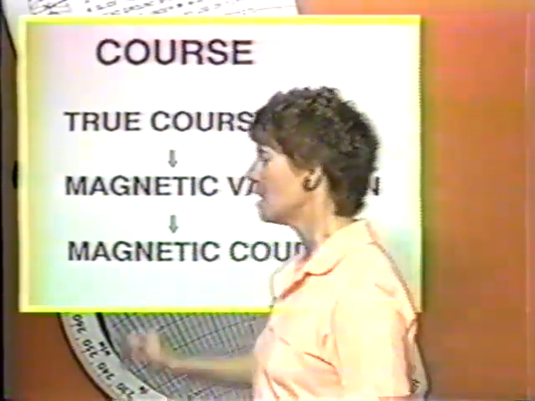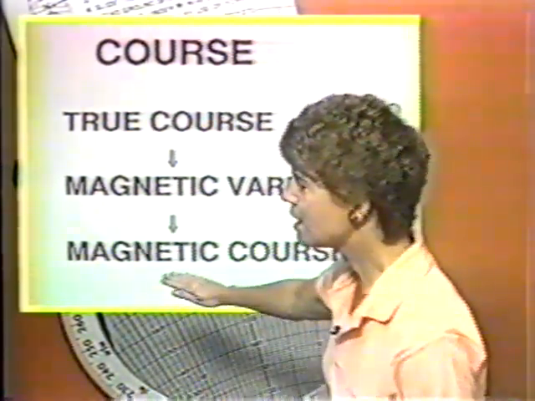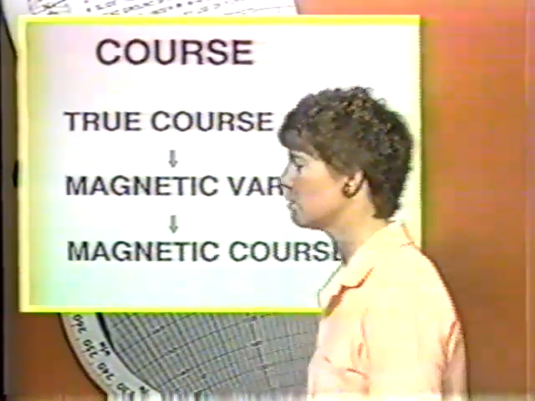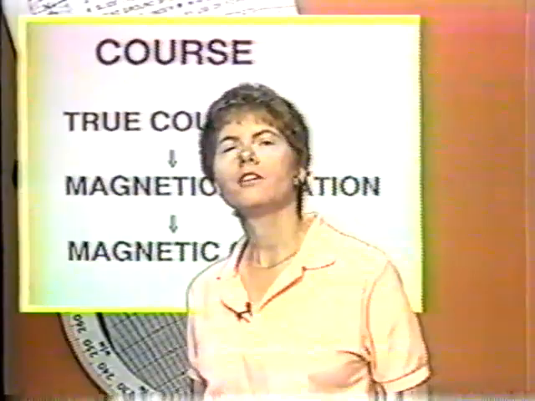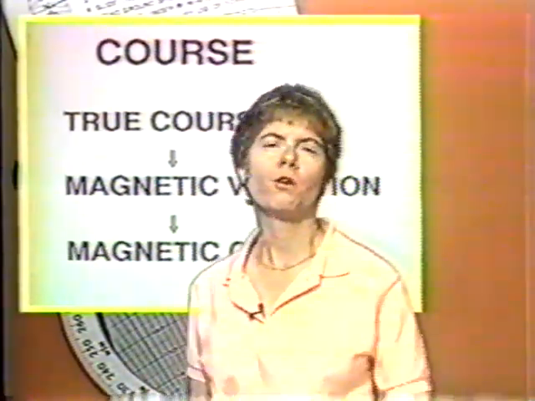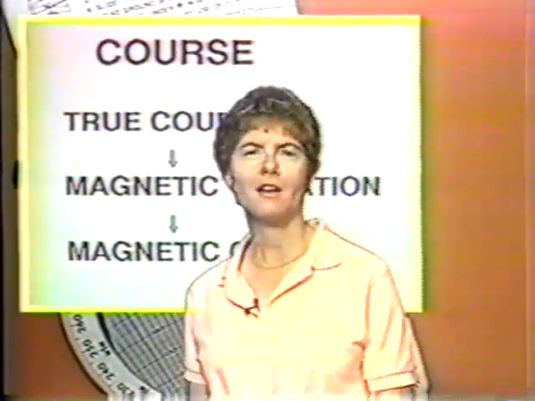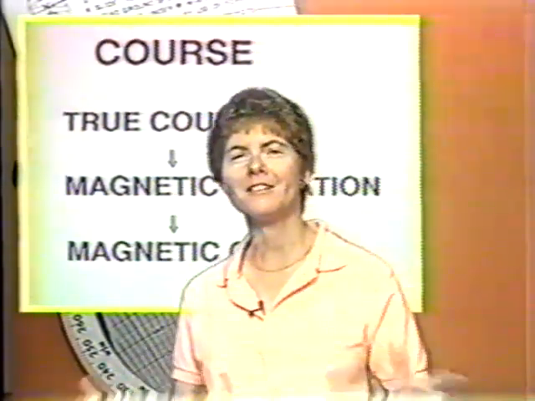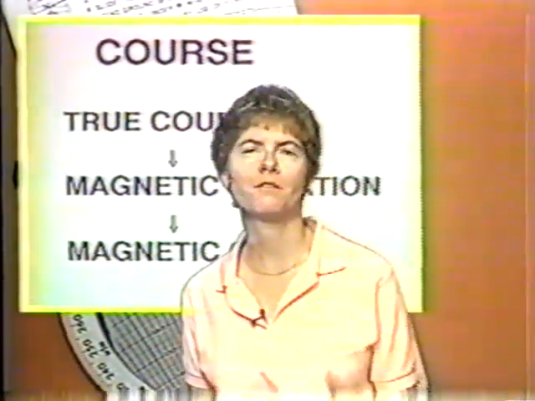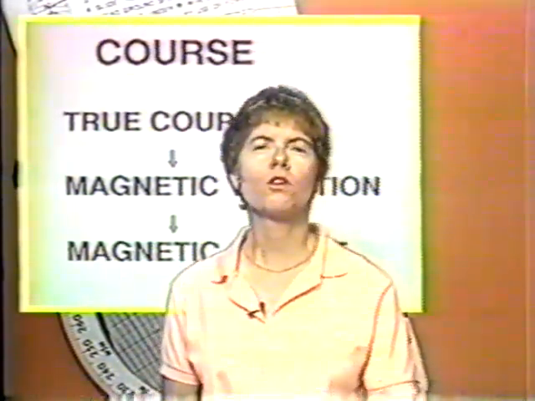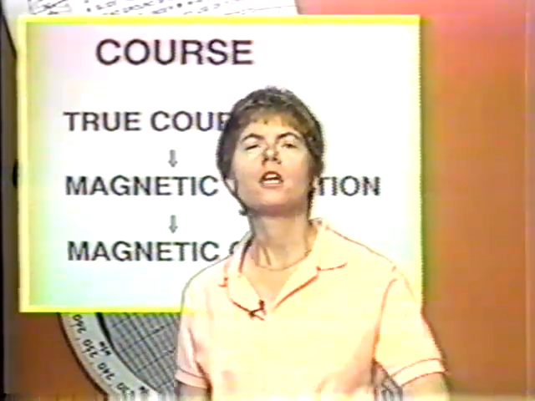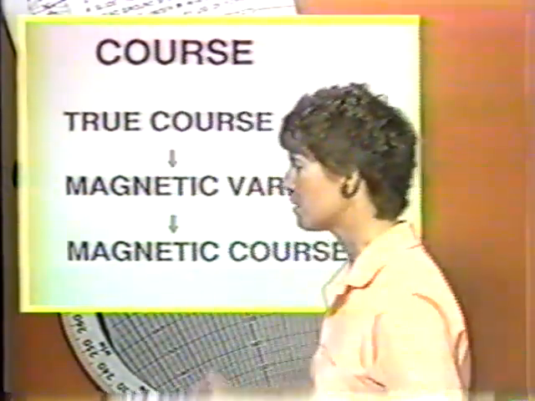Magnetic course is your course in reference to magnetic north as opposed to true north. Now, the true north pole, the geographic north pole, is different than the magnetic north pole. The magnetic north pole is located up in northern Canada, and in some parts of the country there's quite a bit of difference between them. The difference between true course and magnetic course is due to magnetic variation.